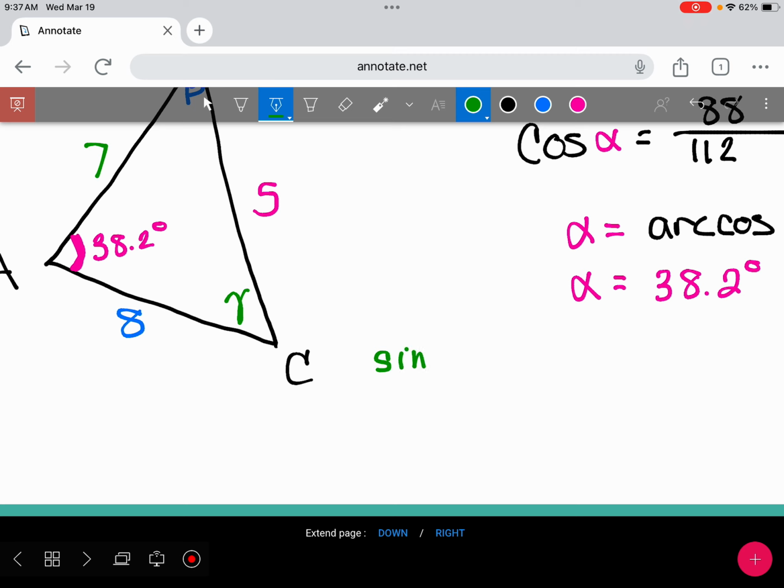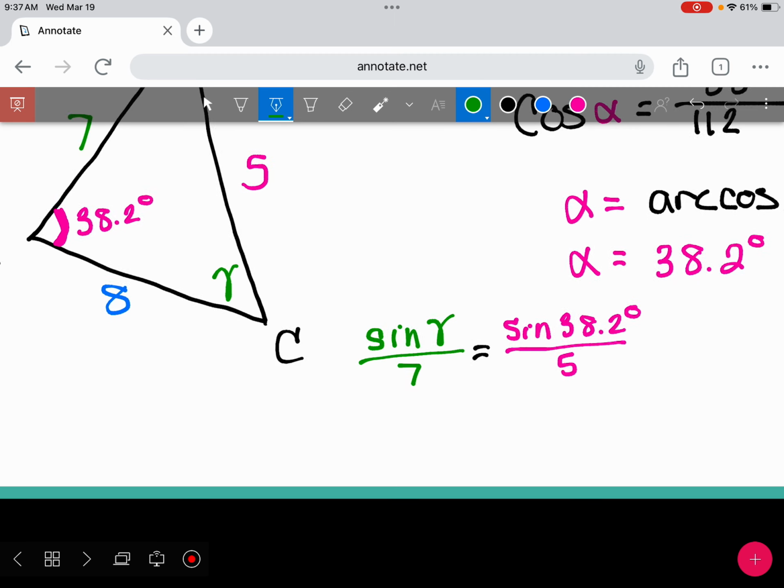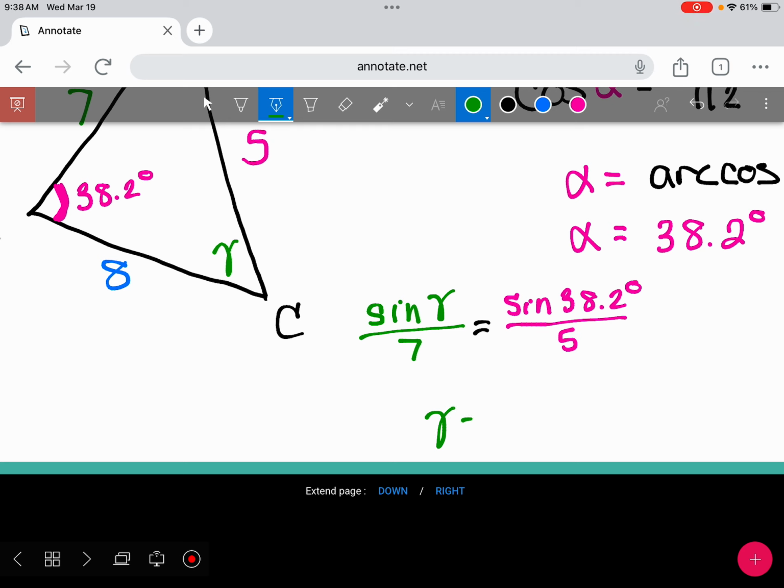So we can do sine of gamma over 7 and sine of 38.2 degrees over 5. So what are we going to get for gamma? 59. 60. I think 59.99. Yeah, we're going to get like 59.999. It's going to get real tight on there.